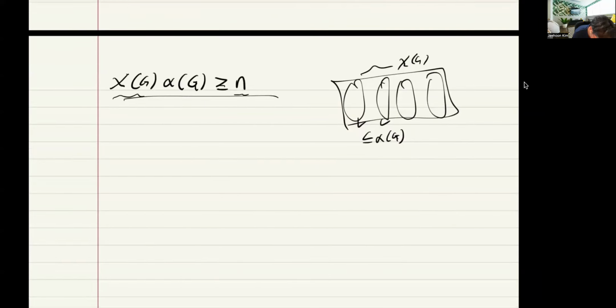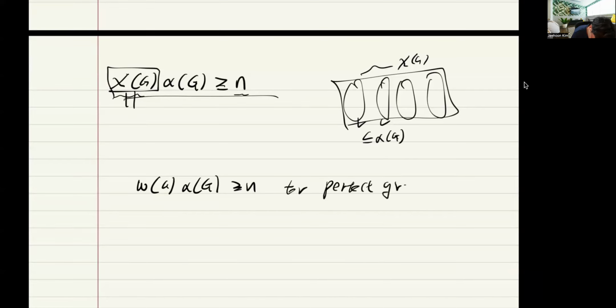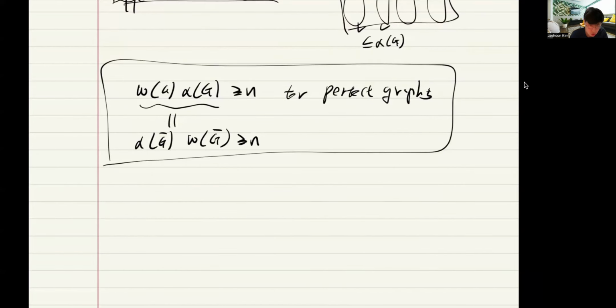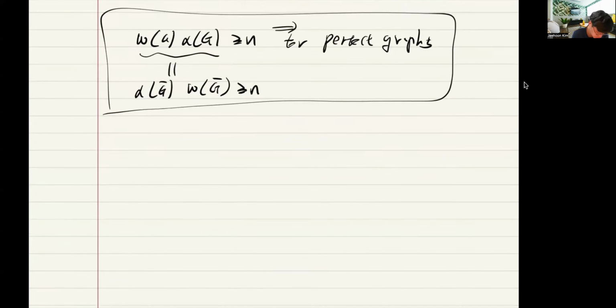But for a perfect graph, we know that chi is the same as omega. So omega of G times alpha of G is at least n for a perfect graph. But if you take the complement, it's the same as alpha of G complement times omega of G complement, so it has the same value, which is again at least n. So from this, you have the idea that if the converse also holds, then you can prove the perfect graph theorem.